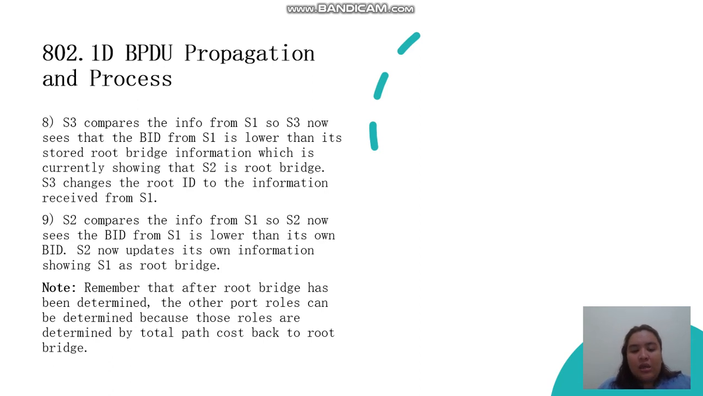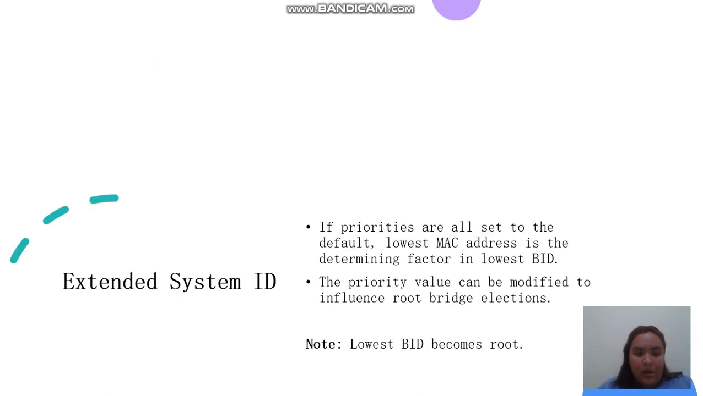Always remember that after the root bridge has been determined, the other port roles can be determined because those roles are determined by total path cost back to root bridge. So when you say extended system ID, this priority is all set to the default. Lowest MAC address is the determining factor in lowest BID. The priority value can be modified to influence root bridge elections. Remember, lowest BID becomes the root.